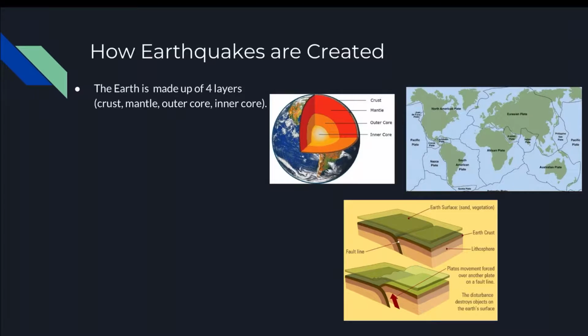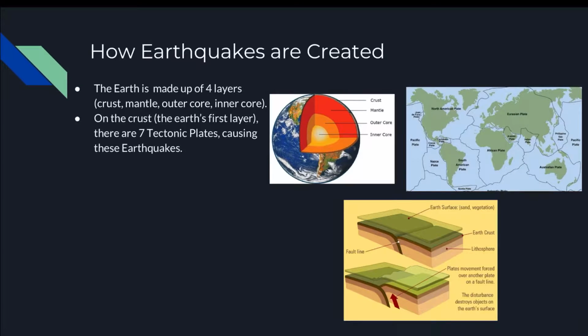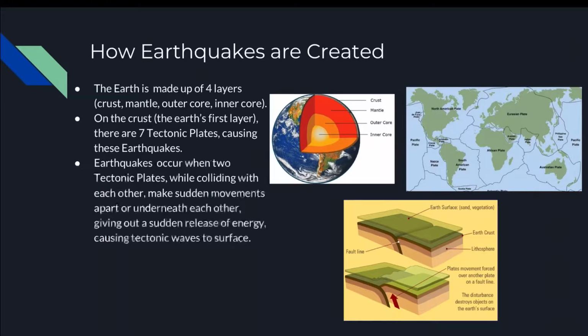Earthquakes are created. The Earth is made of 4 layers: the crust, mantle, outer core, and inner core. On the crust, the Earth's first layer, there are 7 tectonic plates, and these can cause earthquakes. Earthquakes occur when 2 tectonic plates collide with each other, making sliding movements apart or underneath each other.